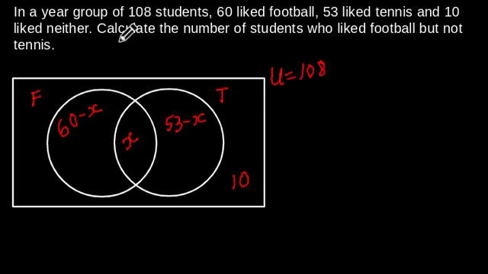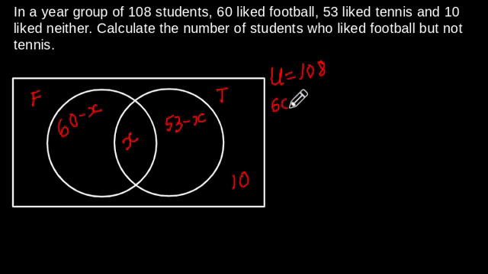Because the 53 students here captures both those who like tennis only and those who like tennis and football. The same thing here, the 60 students refers to the number of students who like football only and football and tennis. So to figure out the number of students who like football only, we need to factor out the intersection, those students who like both football and tennis, and that's why we have 60 minus X right here. So now we can add everything up and equate it to 108 students, the total number of students in the class.